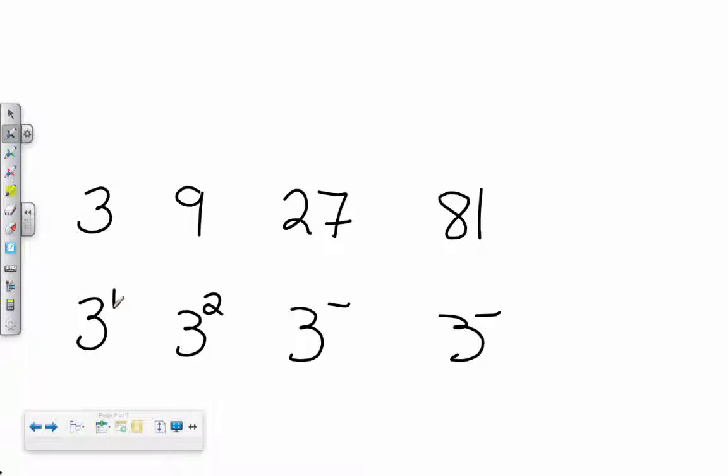Now we have to figure out what that looks like. So 3 to the first power is 3. 3 squared is 9. 3 to what power gives me 27? Yes. 3 cubed. Excellent work. So now what that means is we're taking 3 times 3 times 3. 3 times 3 is 9, times 3 is 27.